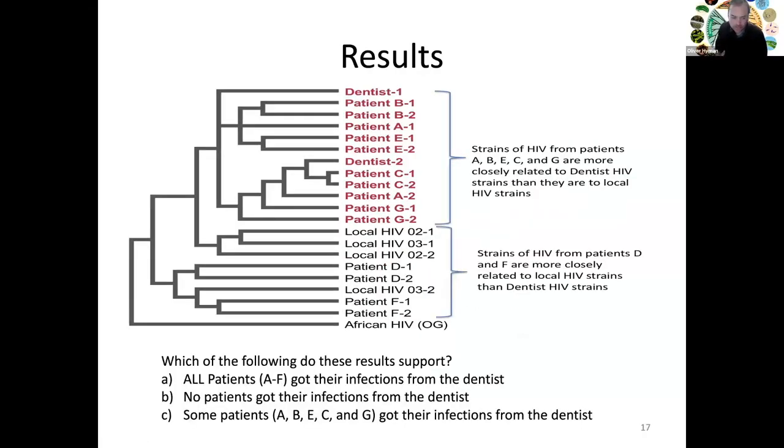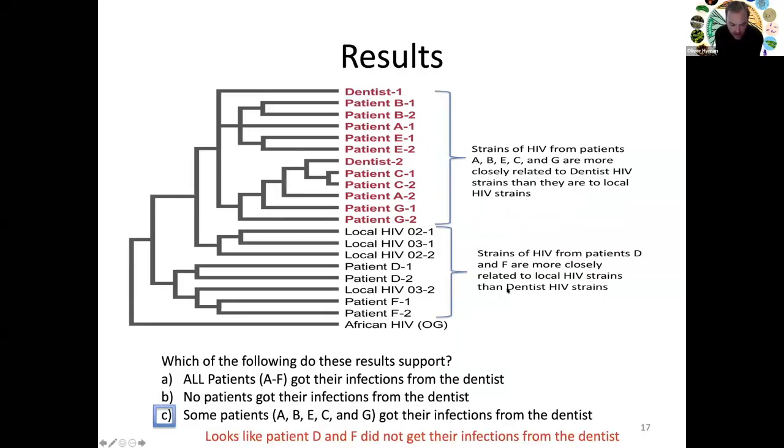Okay, so which of the following do these results support? And C is the correct answer. So it looks like patients A, B, E, and C, and G probably did get their infections from the dentist because their strain is more closely related to the dentist strain than it is to local strains. Whereas patients D and F, it looks like there's less evidence to support that.